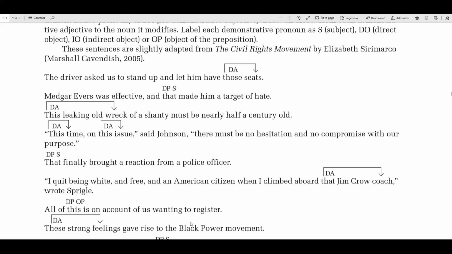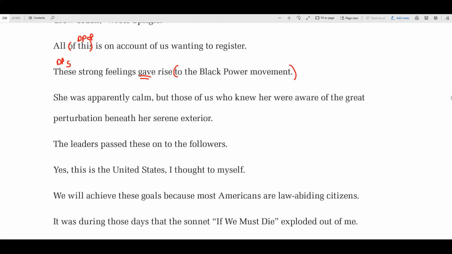These strong feelings. Which ones? Yes, yes, which ones? I was wrong. Demonstrative adjective. Yes, and which feelings? These feelings.